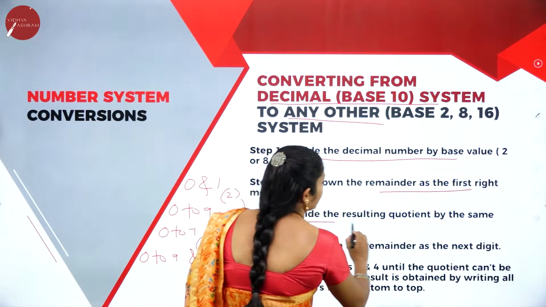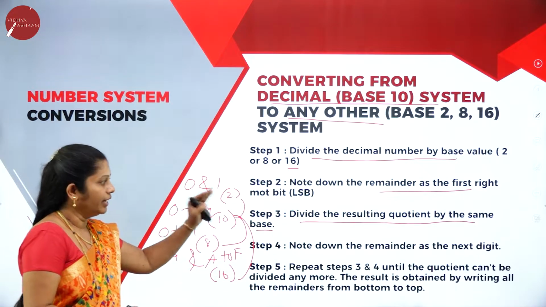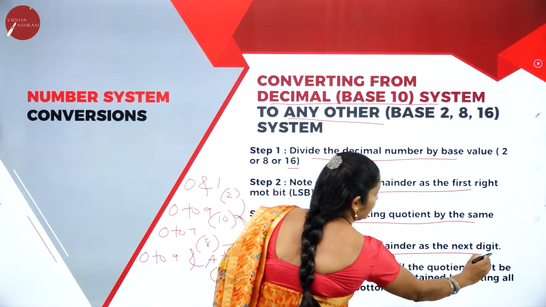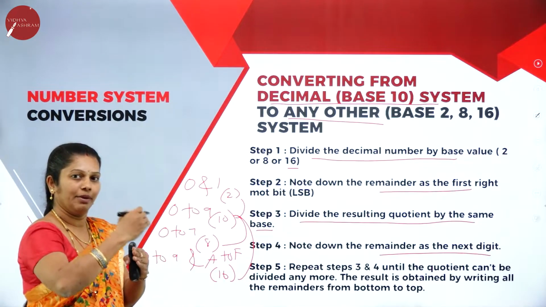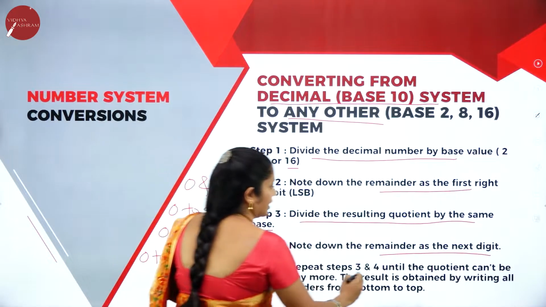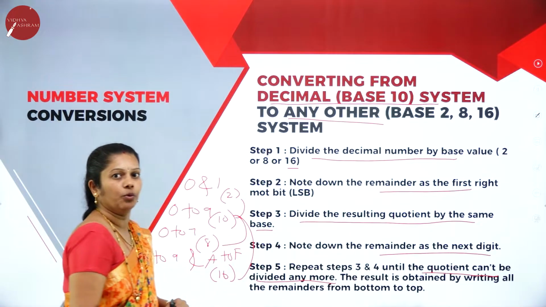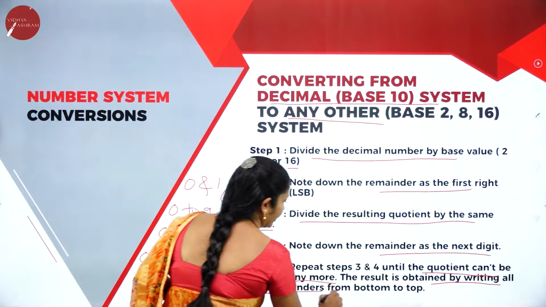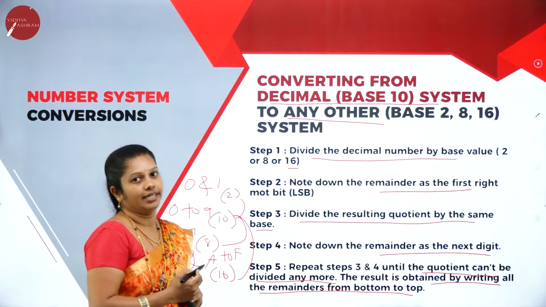Then divide the resultant quotient by the same base. Whichever base value is given, divide that once again by the given base value. Then once again note down the remainder, and repeat the same steps again and again. Repeat steps 3 and 4 until the quotient cannot be divided any further. Then the result is obtained by writing all the remainders from bottom to top.